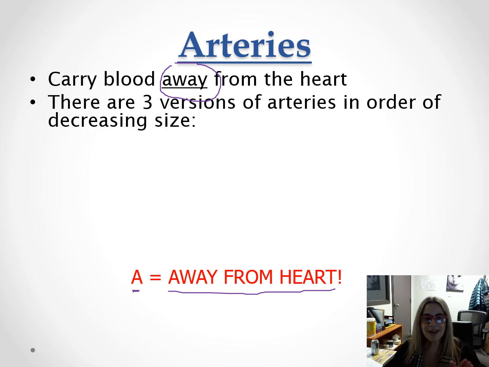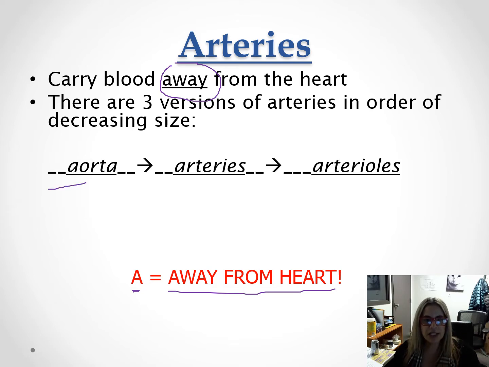There are 3 types of arteries in terms of size. They're all arteries because of their composition and structure, but they vary in size. As we said on the previous slide, the largest of the arteries is the aorta. Remember, that's that big horseshoe-shaped artery on top of the heart there.